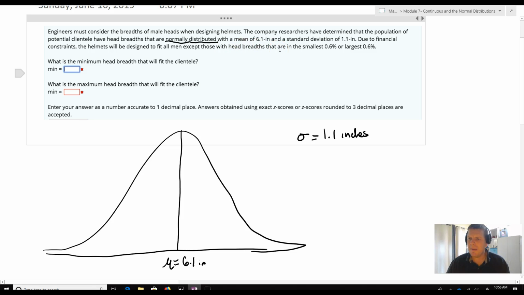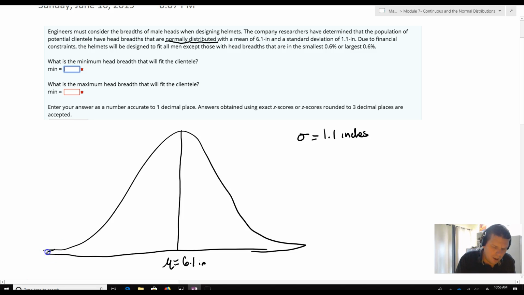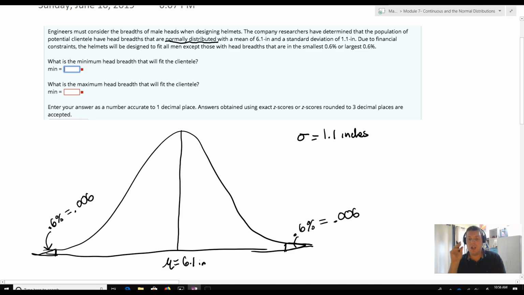So I'm going to create a little bit of a cutoff. That's the smallest 0.6% right over here, and this over here is going to be the largest 0.6%. It doesn't have to be exact. And I'm going to write that as a decimal, because our normal calculators are not able to use percentages; they use decimals. So that's 0.006. So what I'm going to look for is a head size.